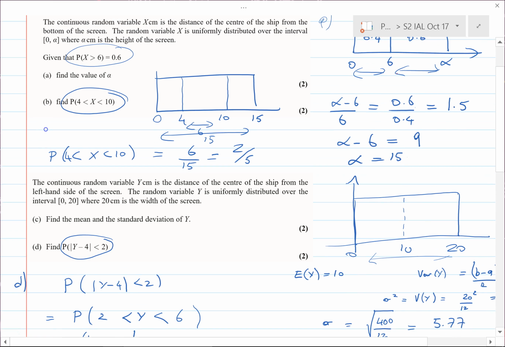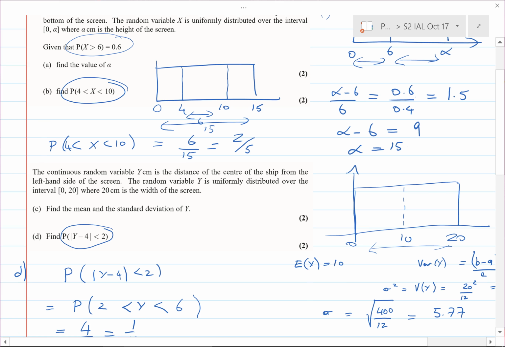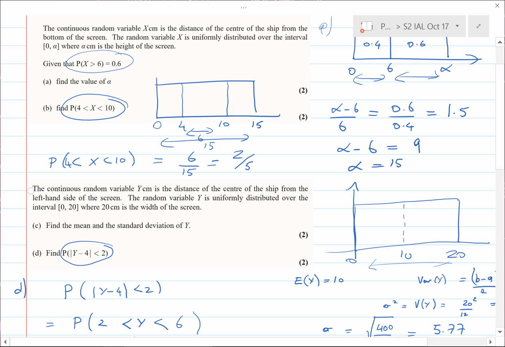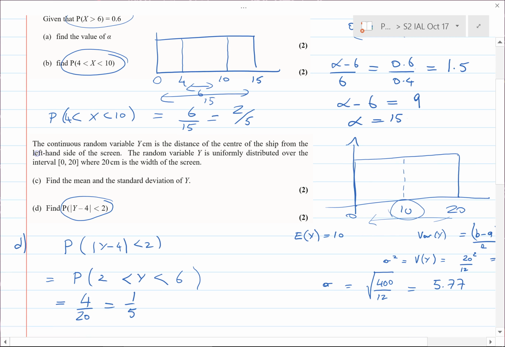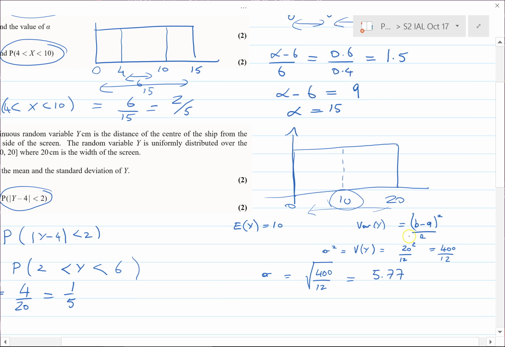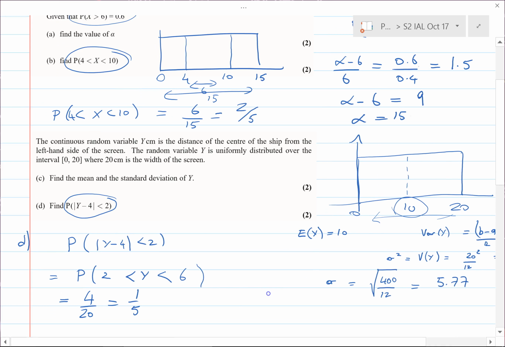Part C was to find the mean and variance. The mean is pretty easy. It's just the average of the two numbers in between, so that's 10. You can do that by symmetry. And there's a formula for variance, which is given in the formula book, (b minus a) squared over 12. So that gives me this number here. But don't forget, it's the standard deviation we're after, so take the square root of that.